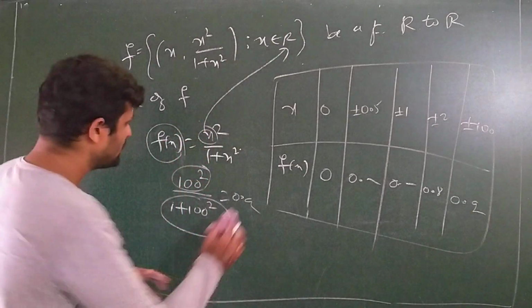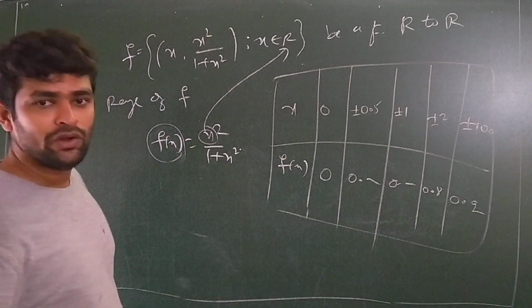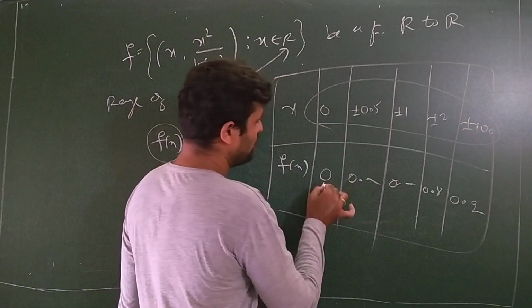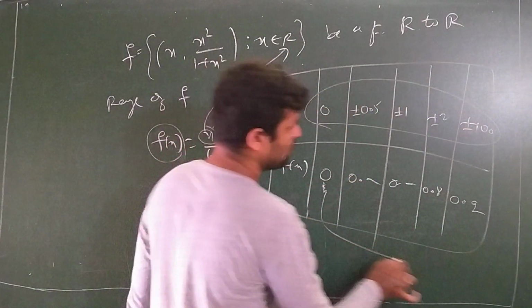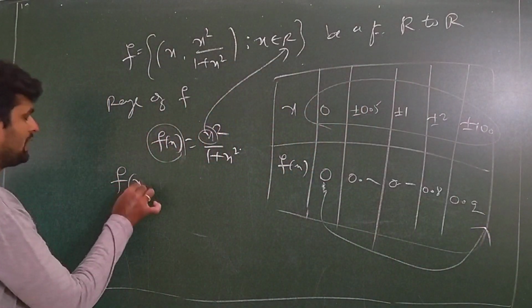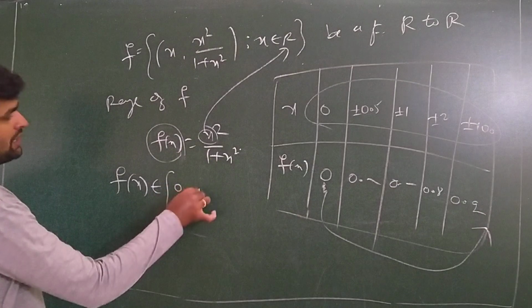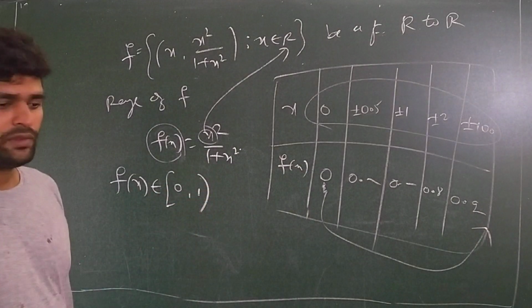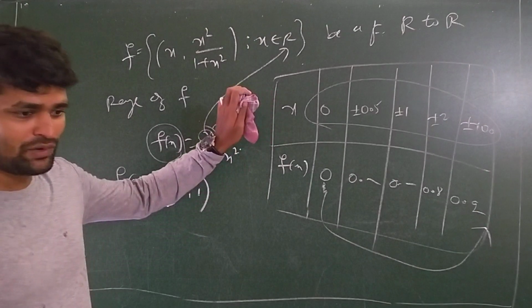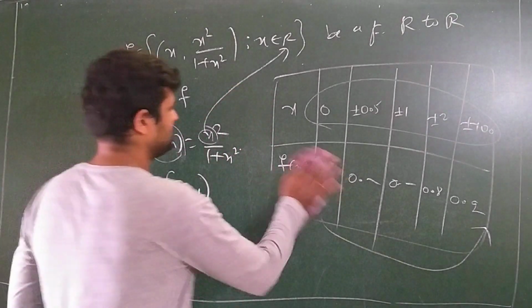Do you agree? So now you can see it. Whatever domain we take, we will get a range including 0 and between 1. So my f of x is very clearly 0 to 1. Is it okay? Did you get the answer? Can we apply our previous method now? Done.